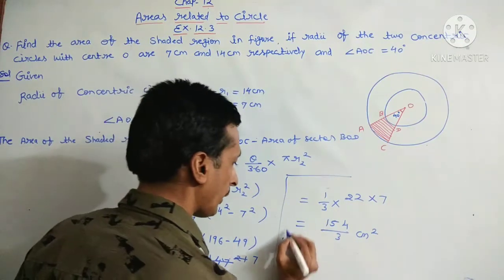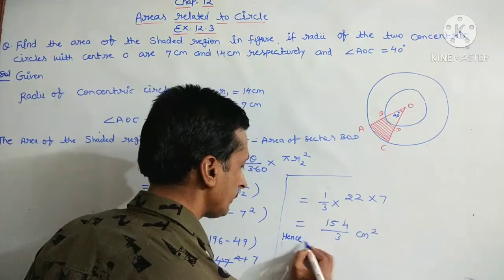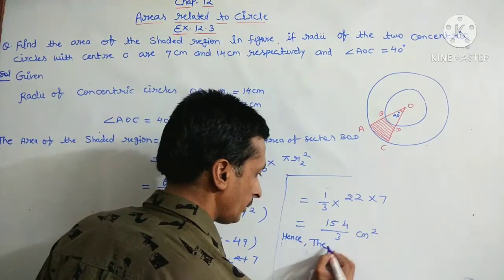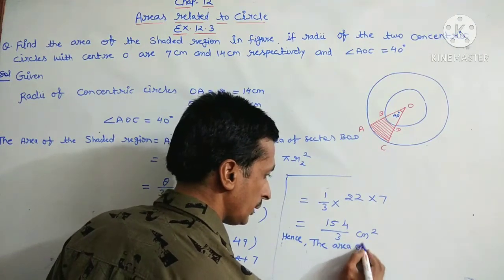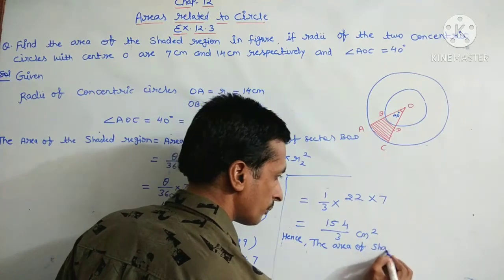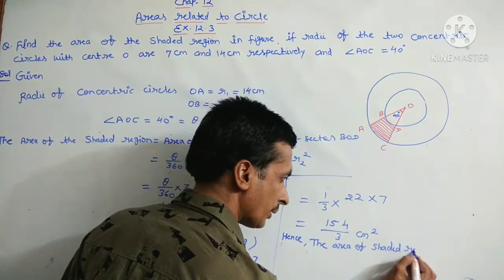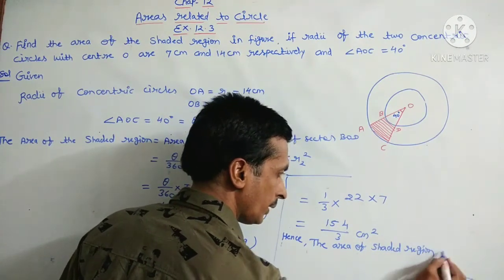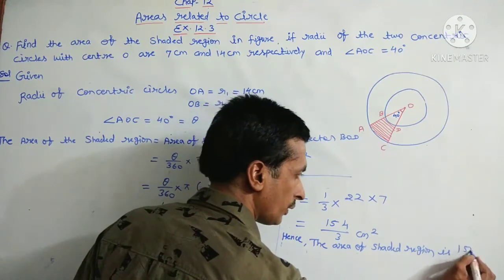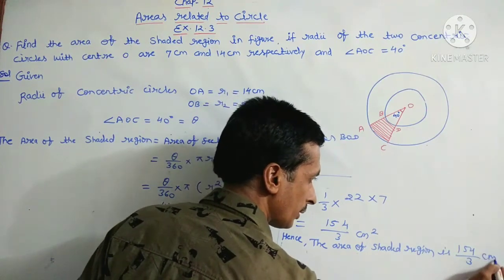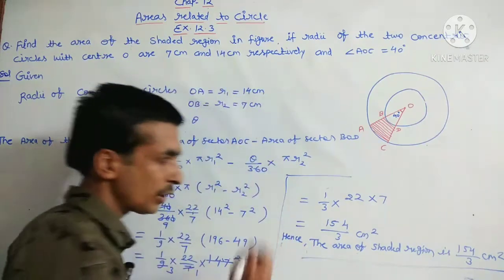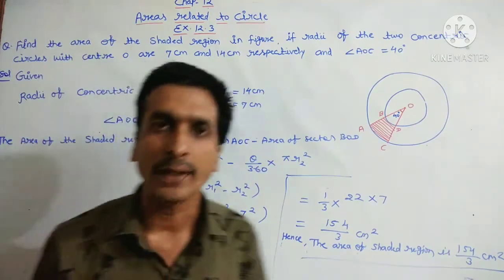Now you can write: hence the area of the shaded region is 154 upon 3 centimeter square. So this is your required solution. I think you can understand. And next question.